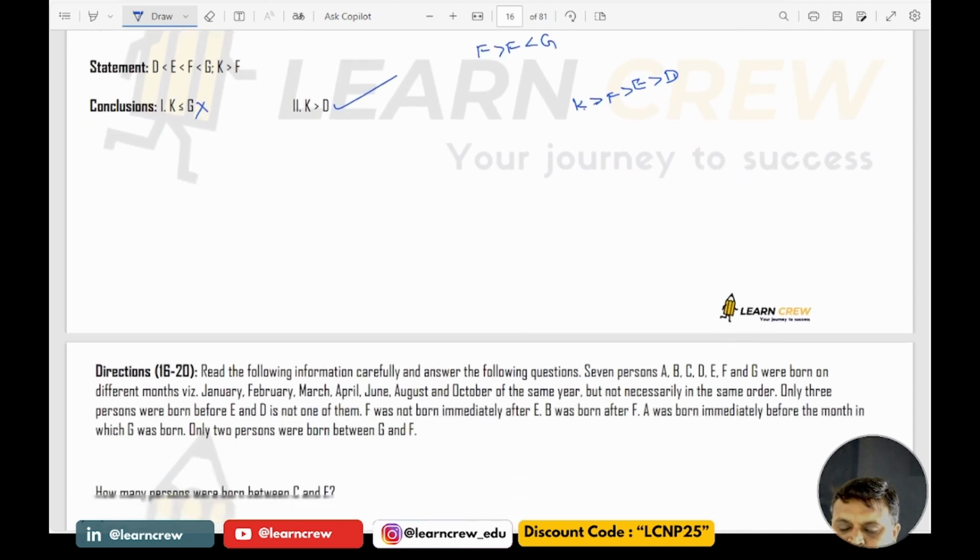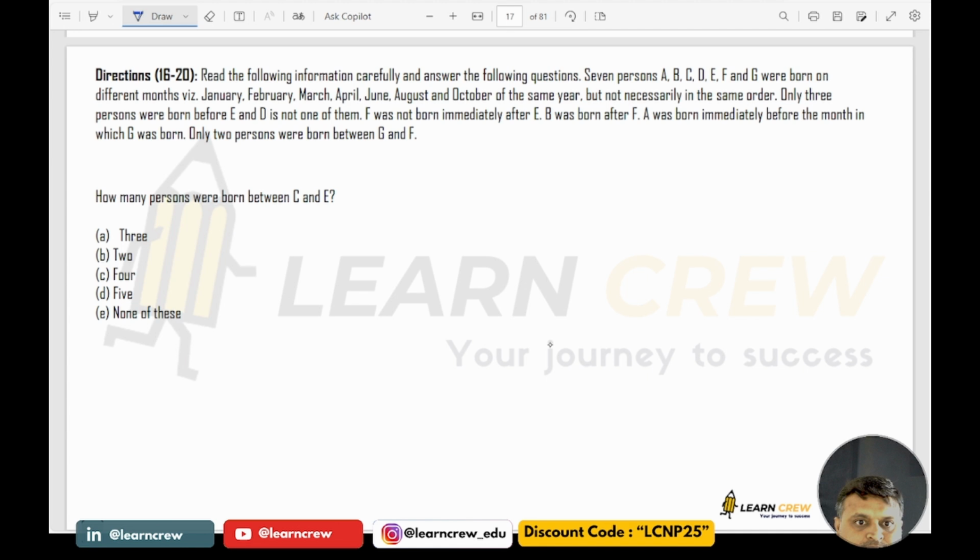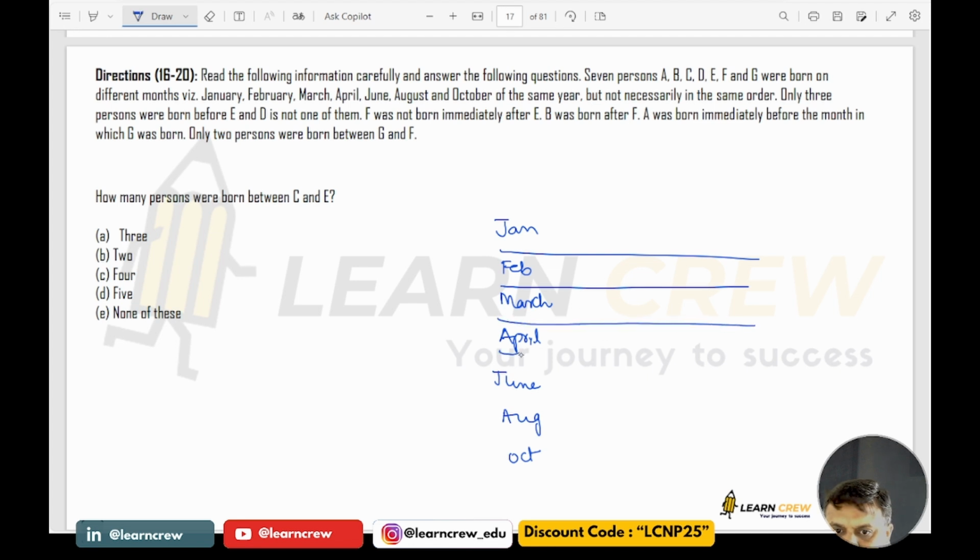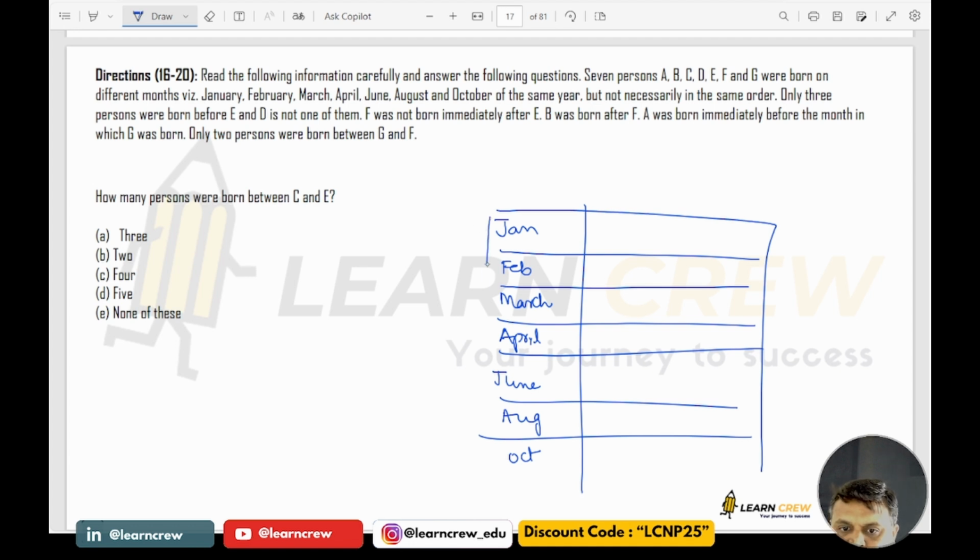Now next one, 16 to 20. It is also a puzzle. 7 persons, A, B, C, D, E, F, G, born in different months: January, February, March, April, June, August and October. So like this you have 7 persons who are born on a particular month.